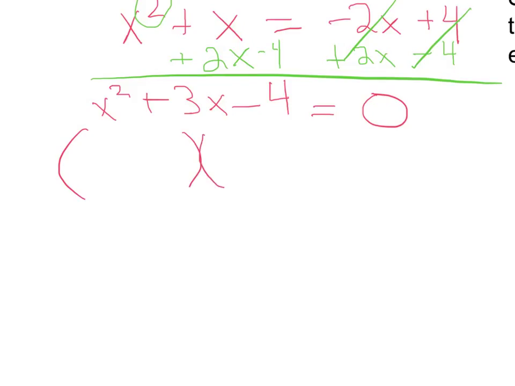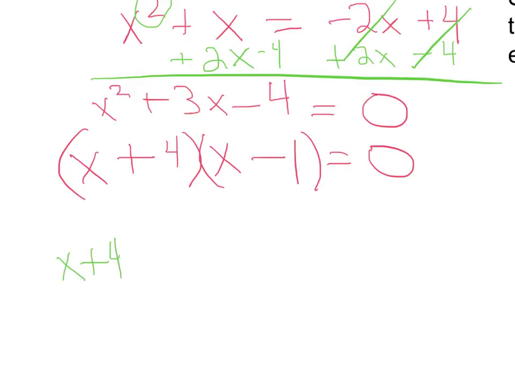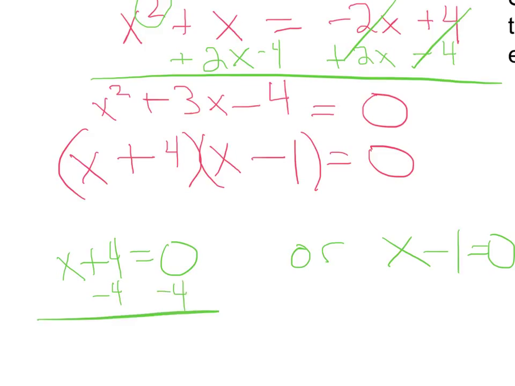It's going to factor into 2 parentheses equal to 0. So we've got an x and an x. And then we want some factors of negative 4 that add to be 3. So 4 might work, and 1. And we want them to add to be positive 3. So we need the 4 to be positive and the 1 to be negative. One of those 2 parentheses has to be 0, so we'll just set that up and solve it.